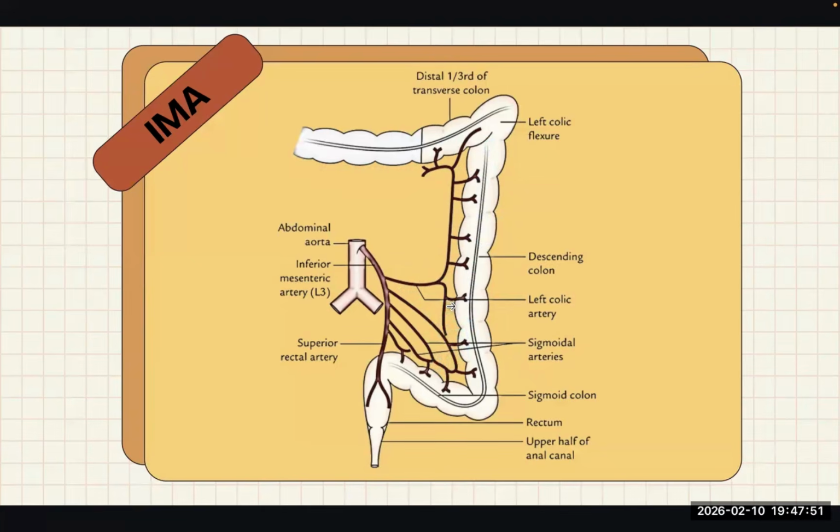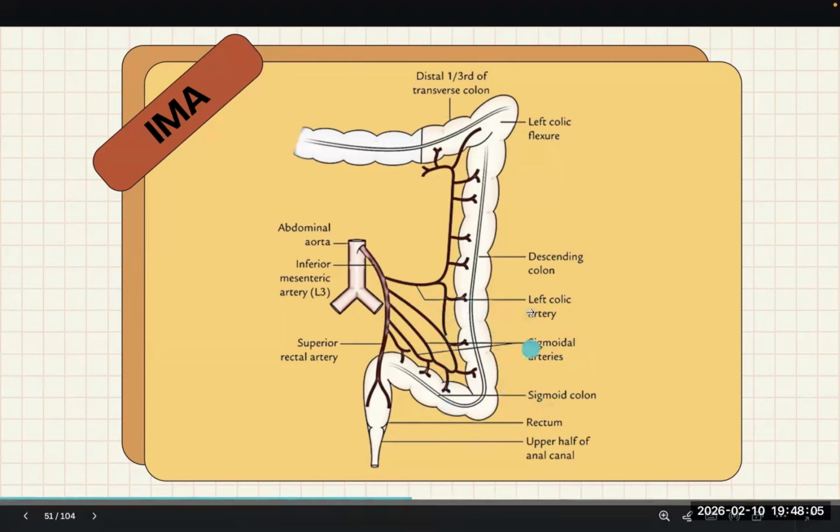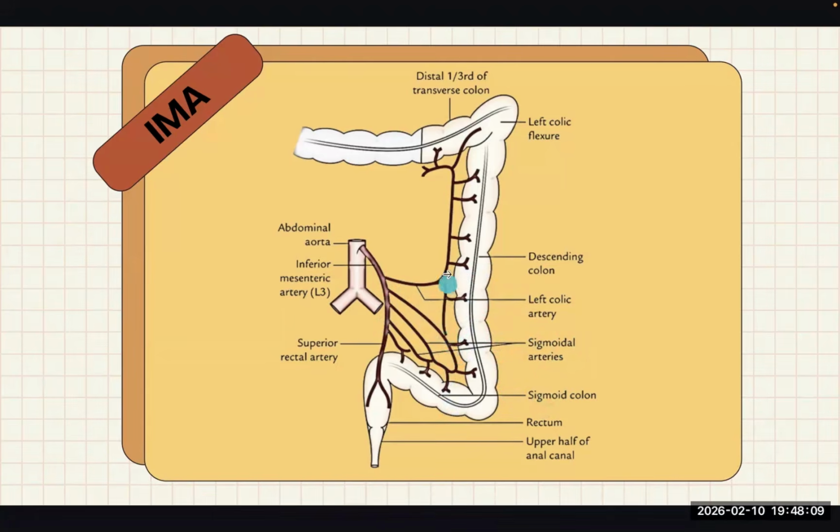Wow, it's going to anastomose with the sigmoidal arteries. Okay, then let's talk about the sigmoidal arteries. What about them? As you can see, they have like 3 or 4 branches supplying the sigmoid colon, and their branches anastomose with the left colic. So left colic anastomoses with the middle colic and with the sigmoid. And the sigmoid anastomoses with the left colic.